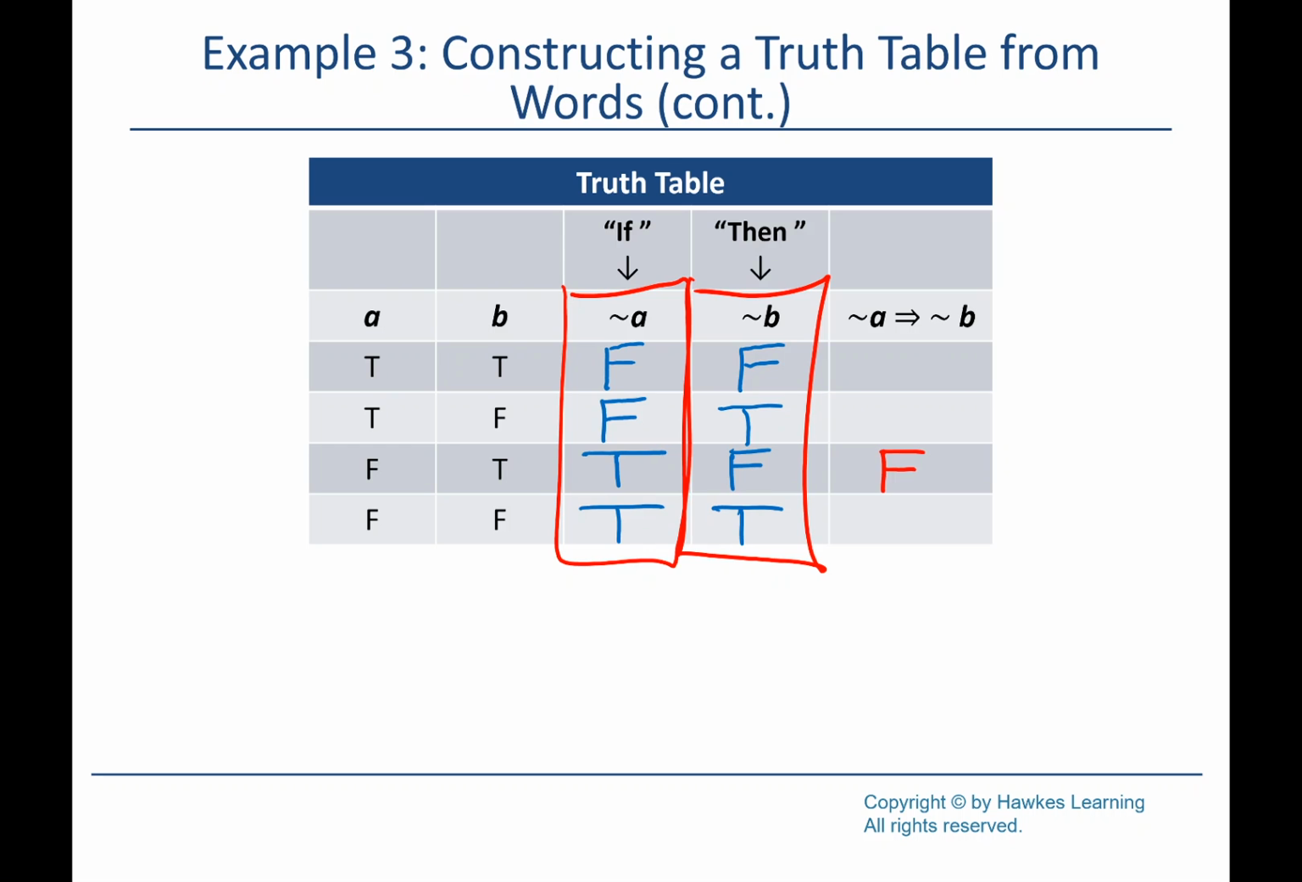And on the other ones, they're going to be true, because if we start with a false assumption, then our statement's true. And then on that last one, if both parts are true, that means we kept our promise. So here's our truth table.